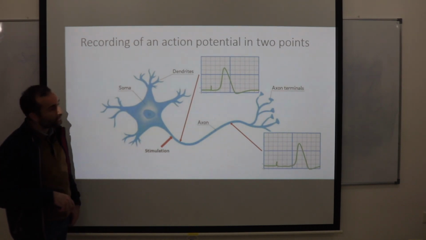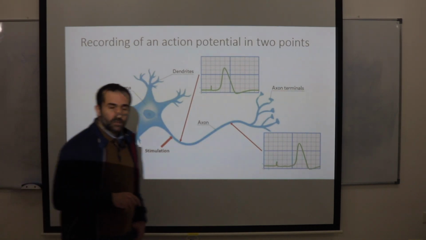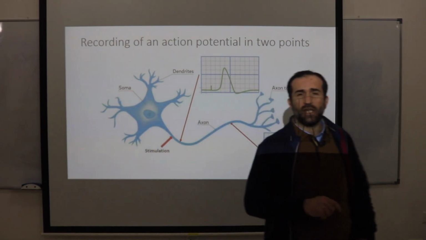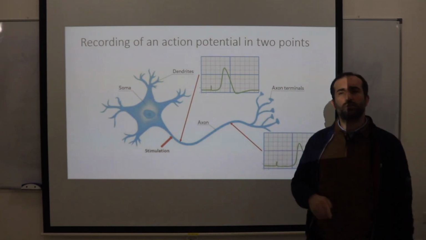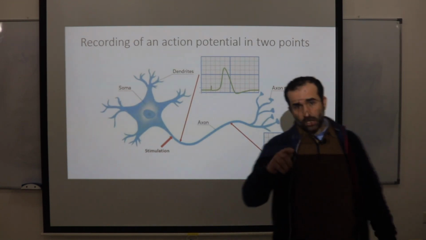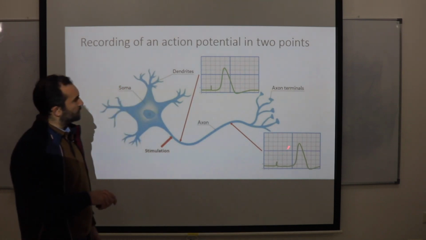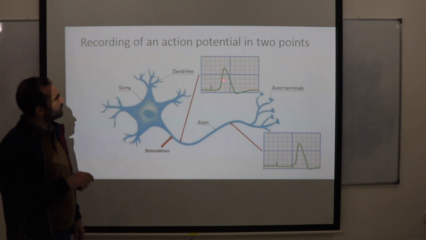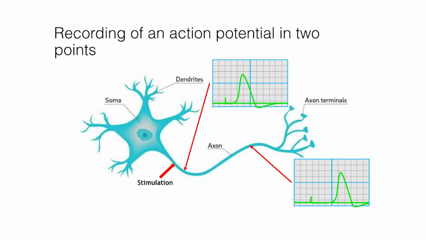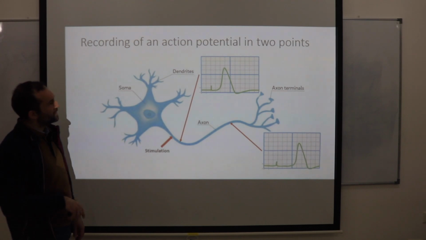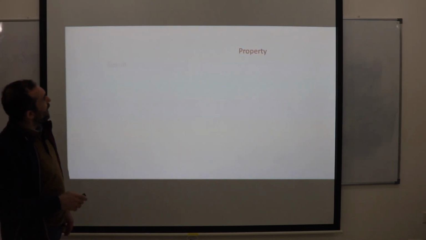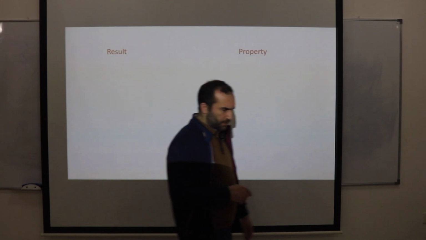What does it mean? Please think about it. What properties can you take? What properties can be taken from this very simple experiment? Don't forget also to think about the amplitude of the action potential. Look at the amplitude. Do you observe it? This amplitude at the beginning, and this is the amplitude at the end, without saying now the values. Let's see. We have also a result and a property.